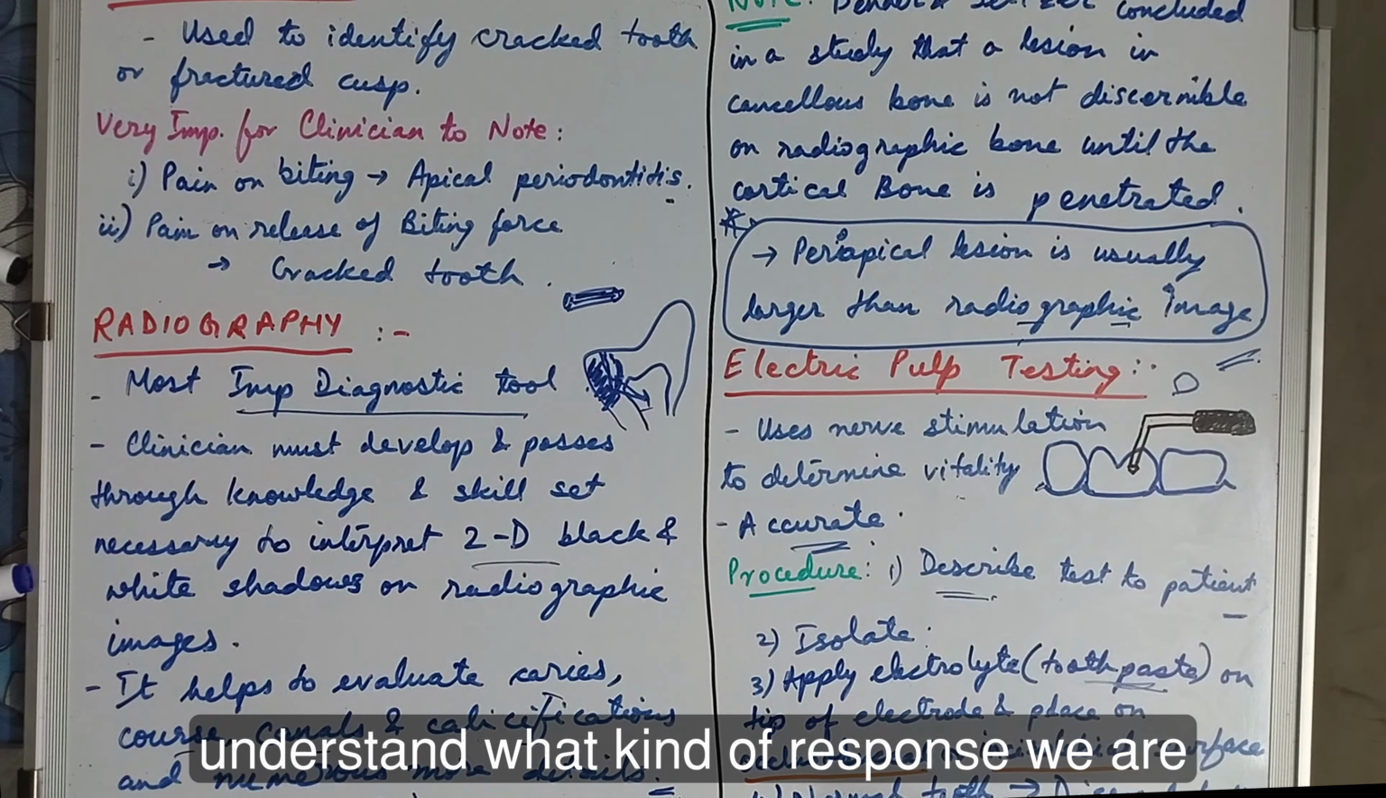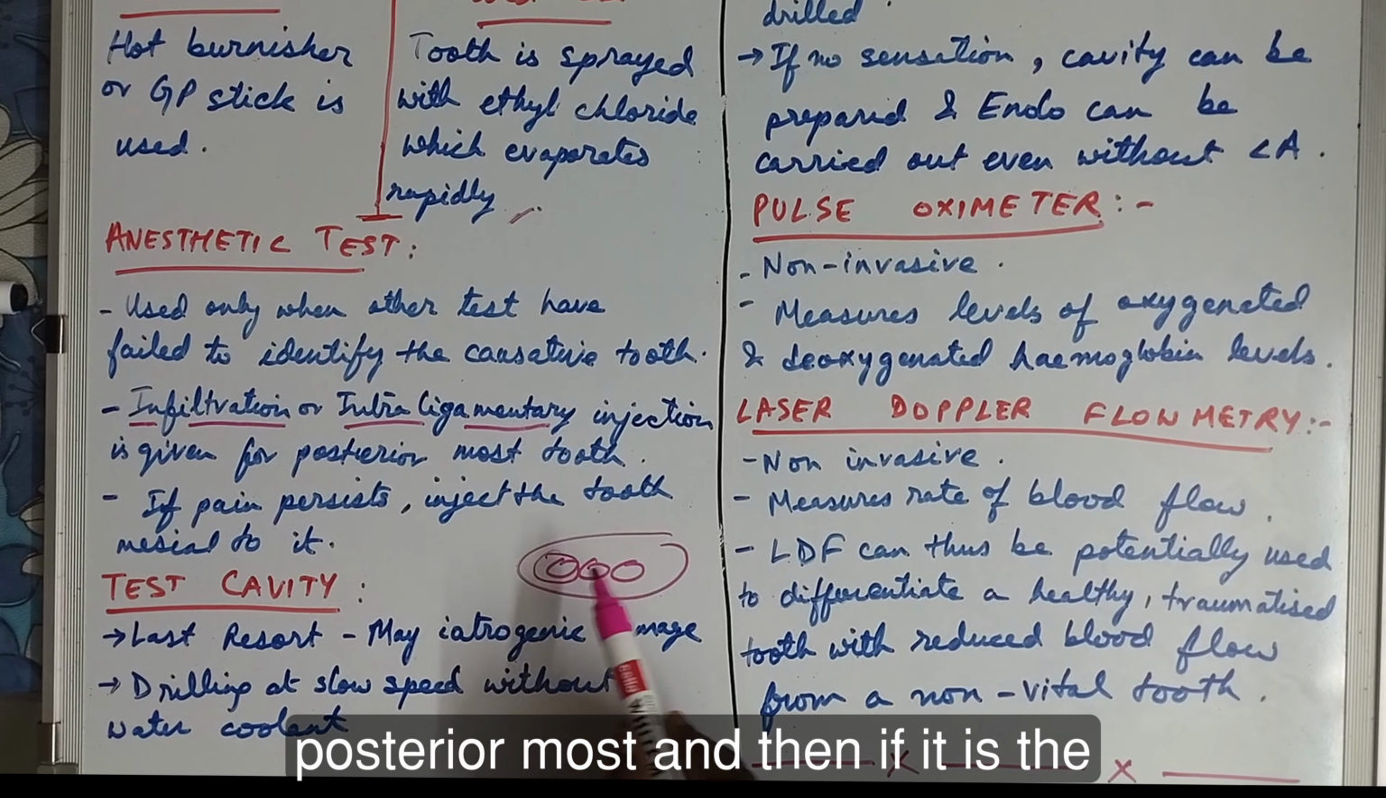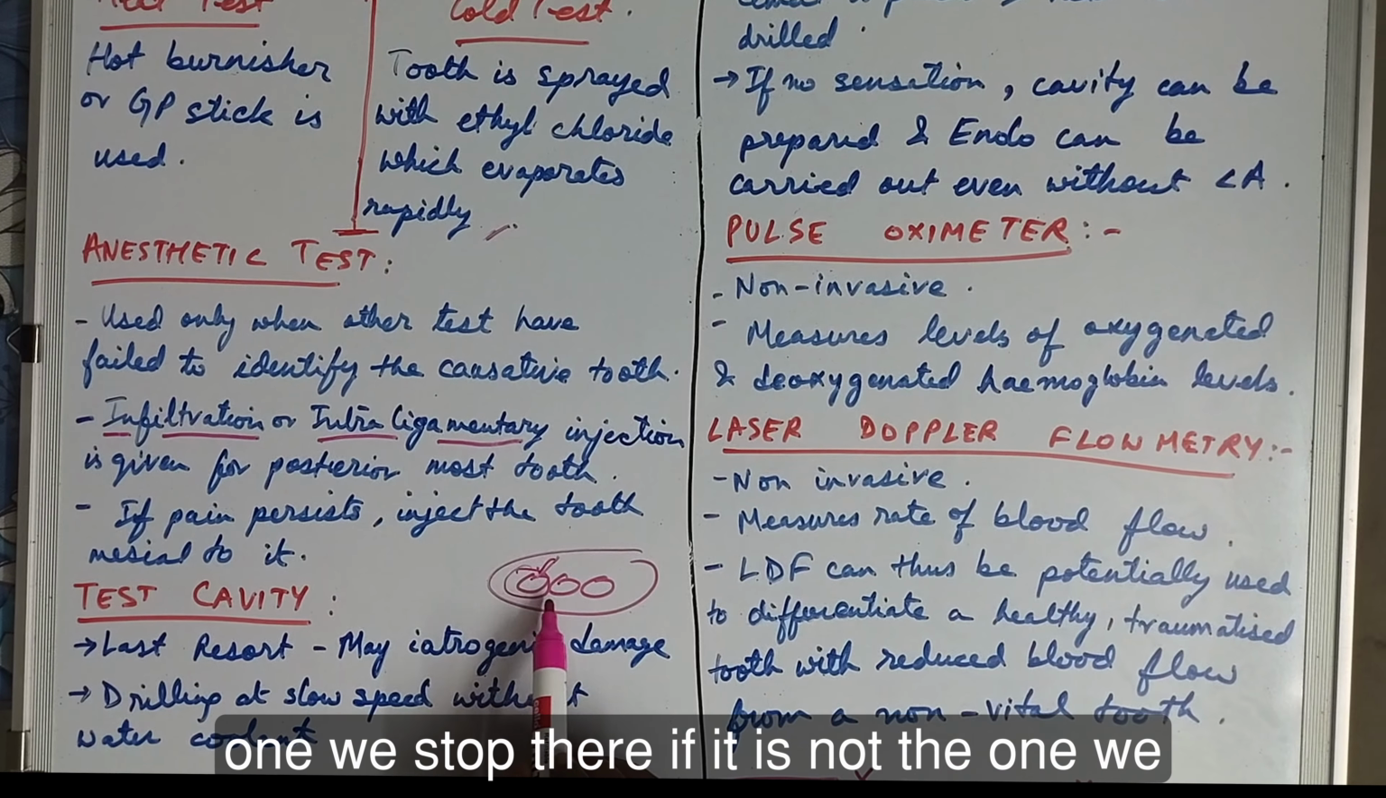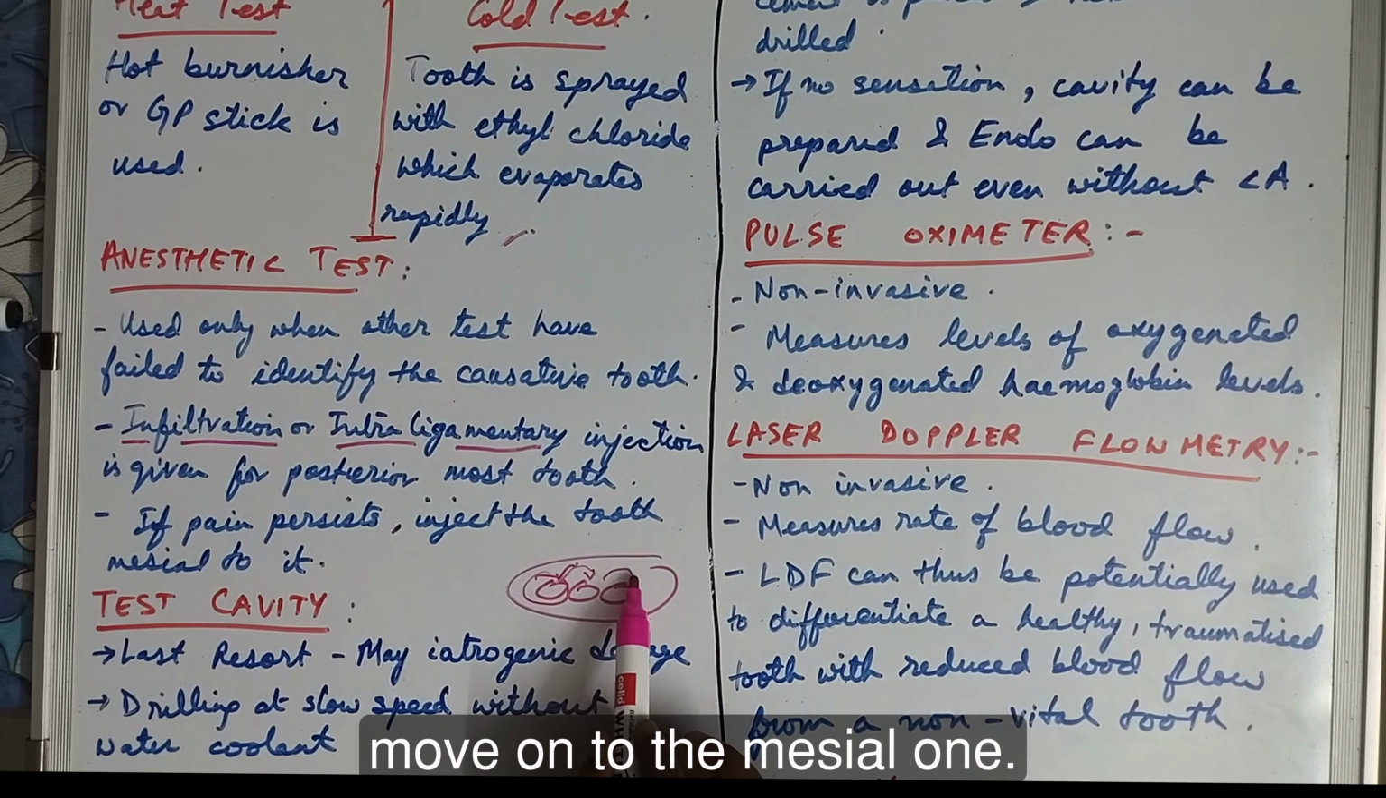Now we come on to the anesthetic test. It is used only when all the other tests have failed to identify the causative tooth. Here, an infiltration or intraligamentary injection is given for the posterior-most tooth in an area where probably 2 or 3 teeth are suspected to be the cause of the pain. If the pain persists, we need to inject the tooth mesial to it. So we start with the posterior-most, and if it is the one, we stop there. If it is not the one, we move on to the mesial ones.